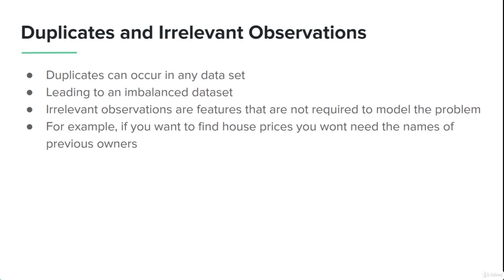Irrelevant observations are features that are not required to model the problem. These are the features that have very low correlation with the target value. We can find these out and weed them out using the correlation matrix, which ultimately gives us a better chance to model the problem. For example, in the house prediction dataset, the names of the owners don't have much value. So even if you don't add them in the model, the price of the house predicted by the machine learning algorithm will not be affected by it.